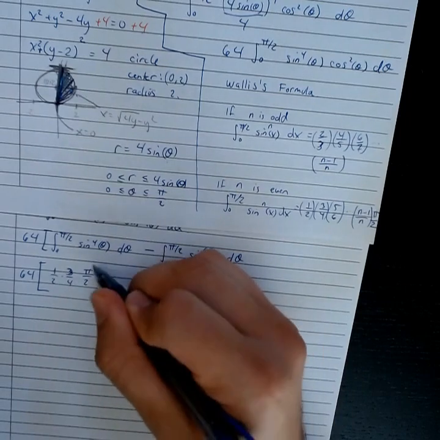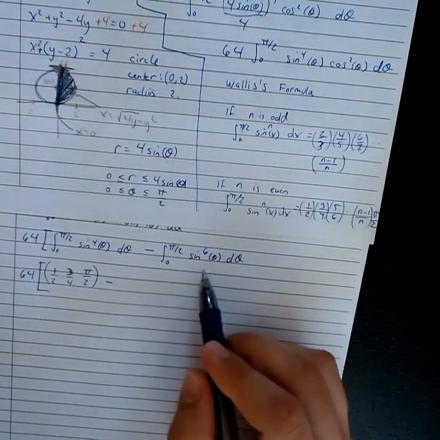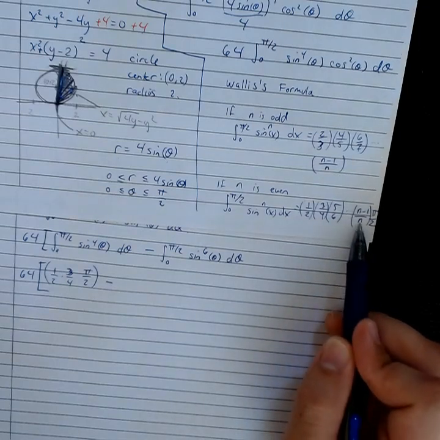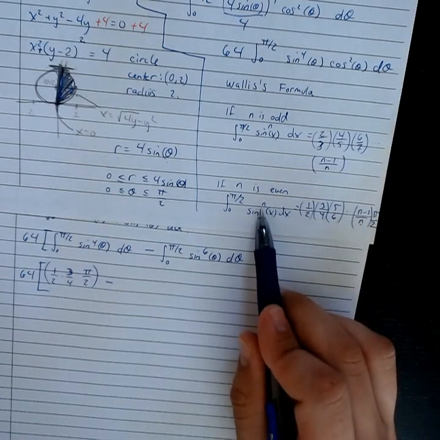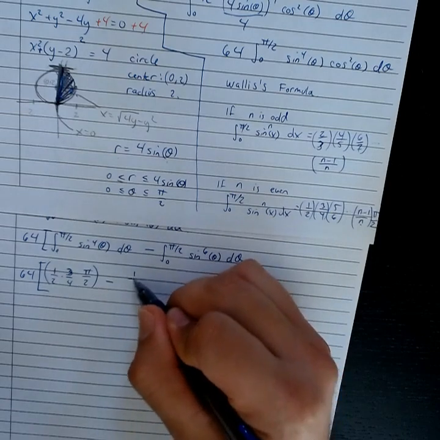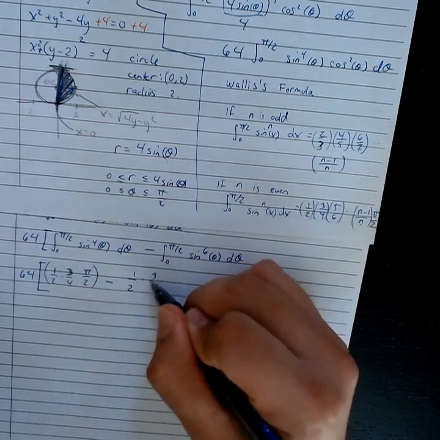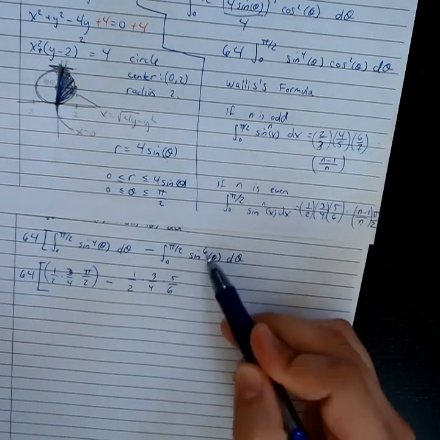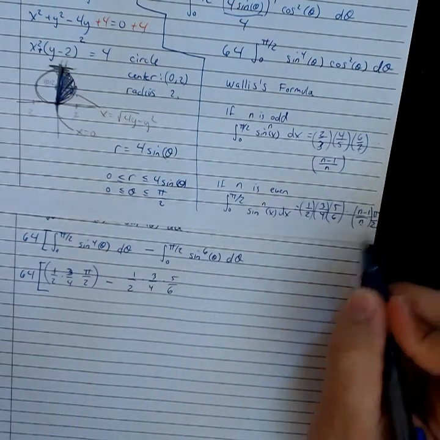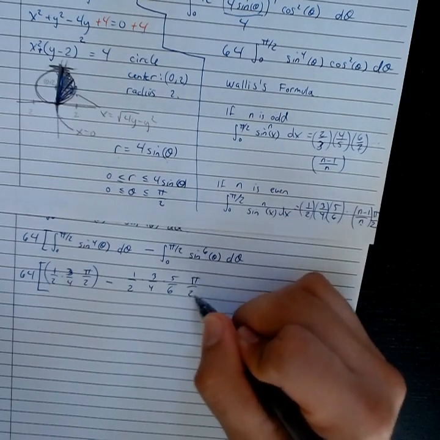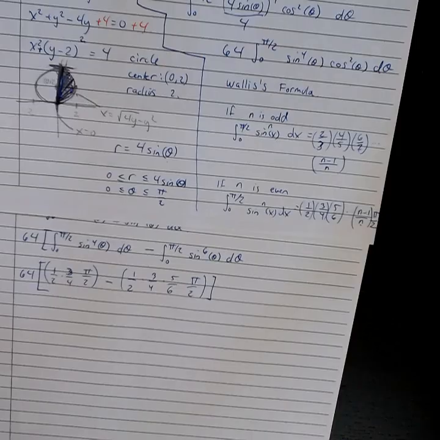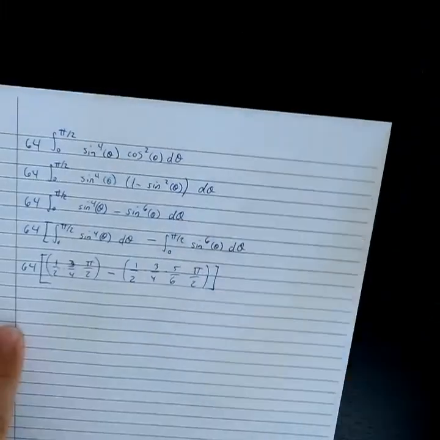Minus, and I do the same thing over here, except now it's to the power 6. So I'm going to keep going until this denominator matches that power. So it's going to be 1 over 2 times 3 over 4 times 5 over 6. And now I'm done because that's reached power 6. And again, that gets multiplied by pi over 2. Just like that.